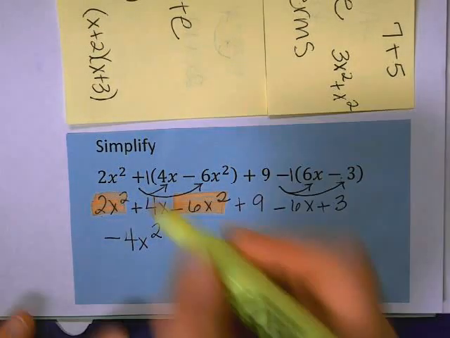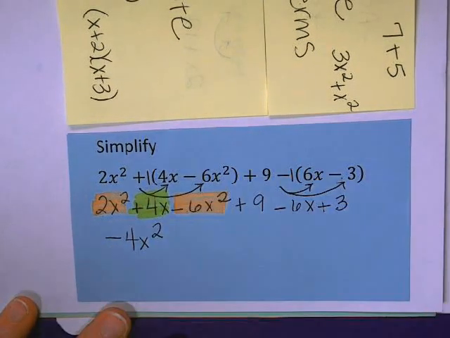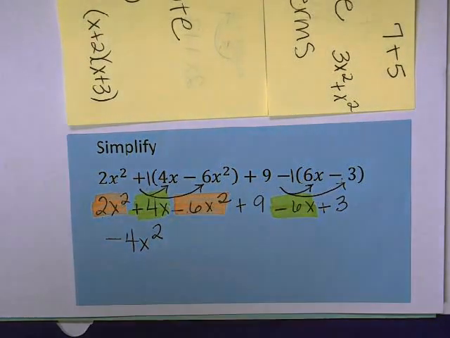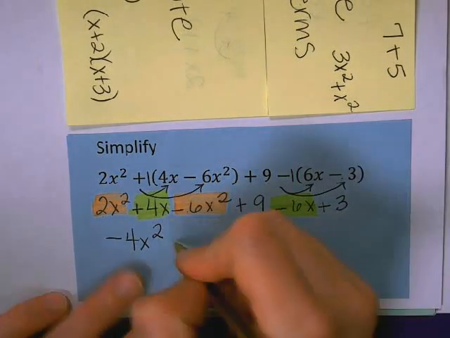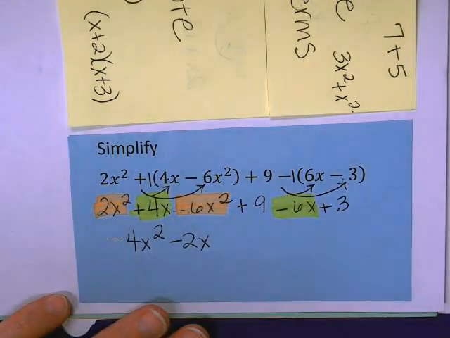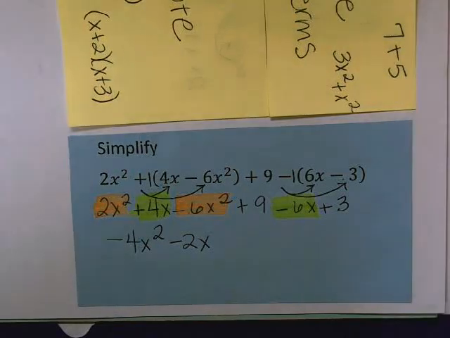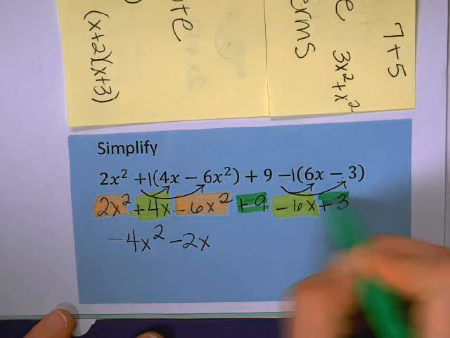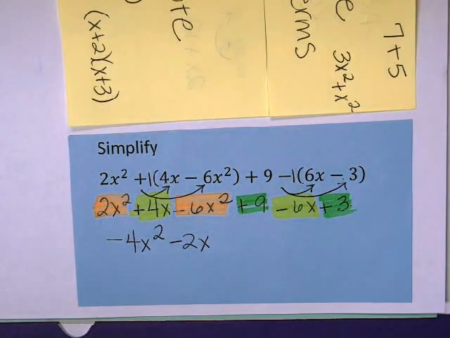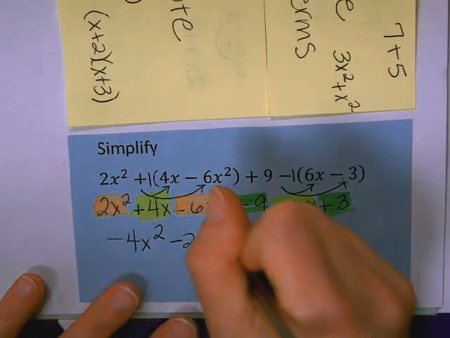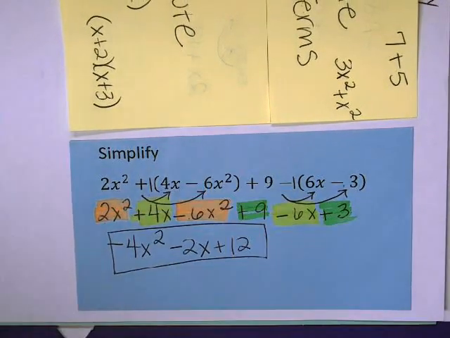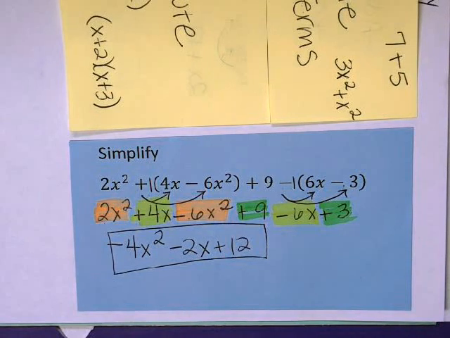Next up, I've got 4x, and I've got negative 6x. 4 minus 6 is negative 2, so this is minus 2x. Lastly, I've got my 9 and my 3. Plus 9 plus 3. 9 plus 3 is 12, so we say plus 12. So this combines both of those ideas for simplifying into one example. Okay?